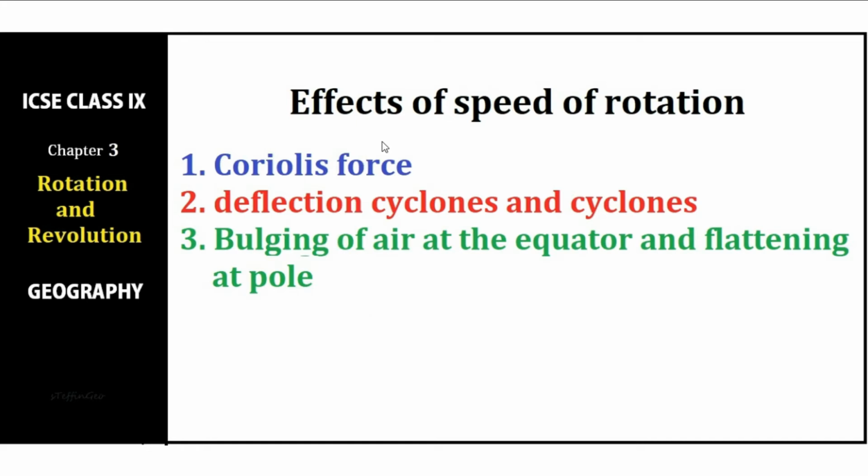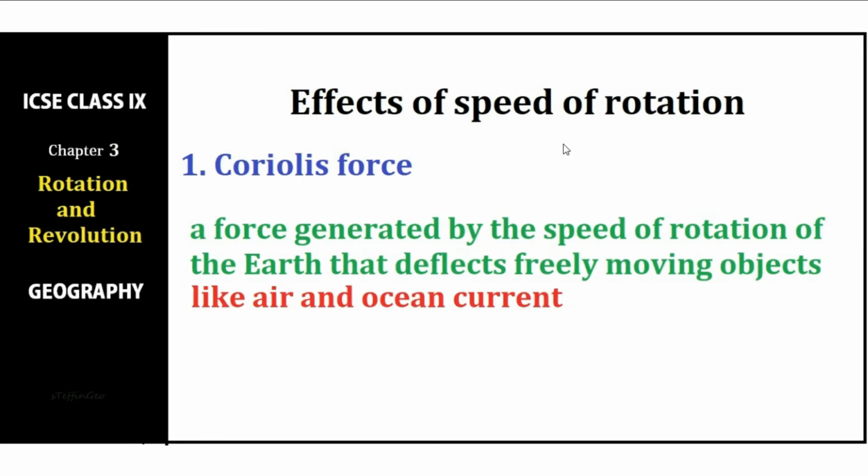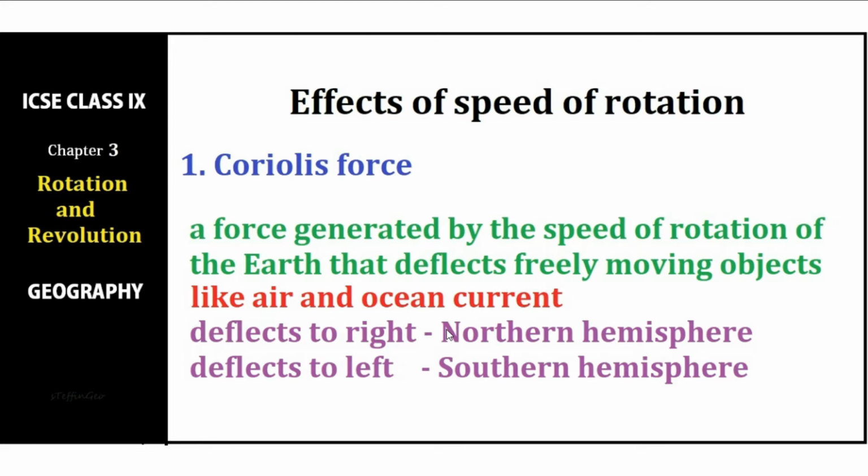These are the three main effects of the speed of the rotation of the Earth. Keep in mind, it is the effect of the speed of rotation, not the effect of rotation. First one is Coriolis force. It is a force generated by the high speed rotation of the earth. This force causes deflection of freely moving objects like air, that is wind, and ocean current. Because of this force, wind deflects towards the right side in the northern hemisphere and towards the left side in the southern hemisphere.